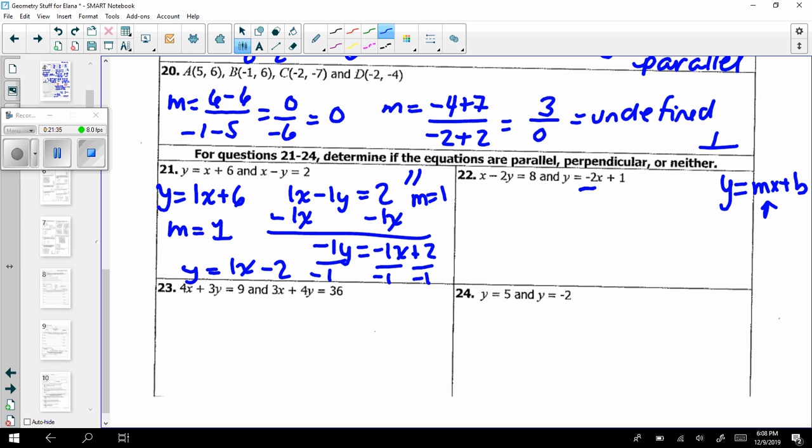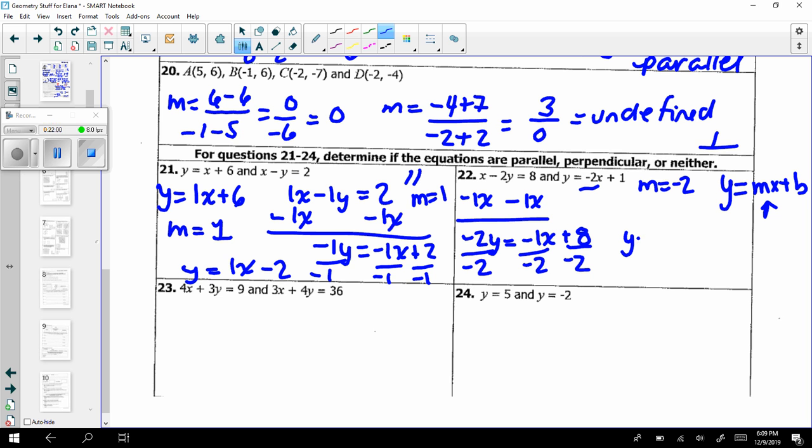Here, I can see that my slope is -2. So let me go ahead and put this in slope-intercept form. I'm going to subtract 1x from each side, and I get -2y equals -1x plus 8. And then I divide by -2. I've got y equals a positive 1/2 times x minus 4. Now, if I multiply 1/2 times -2, so my slope is 1/2, I get -1. So these are perpendicular.